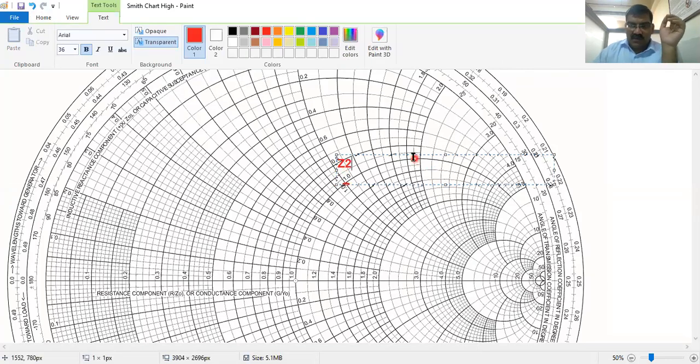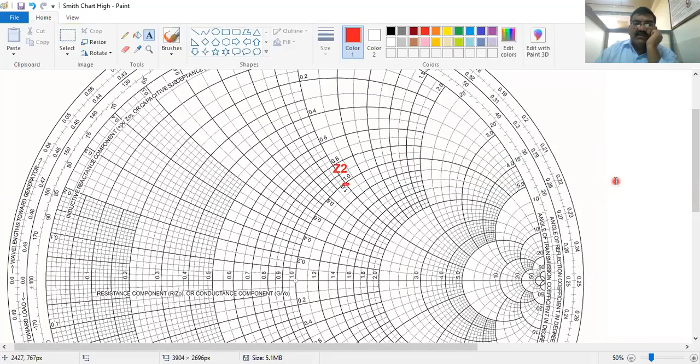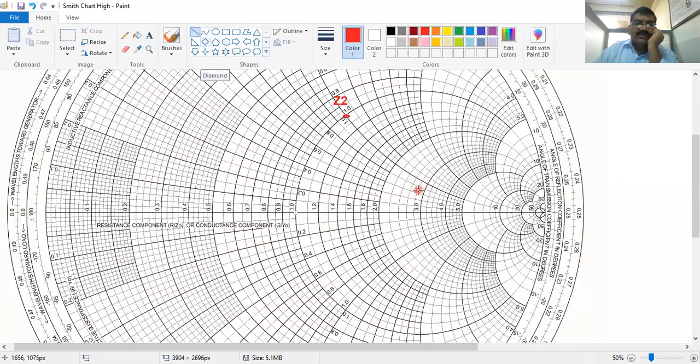Okay, so I got the Z2. Then what is the next step? Anybody can just tell me what is the next step? Z2, what should I do? From the Z2, draw a line passing through origin, that is 1, and next it should be extended to the outside.